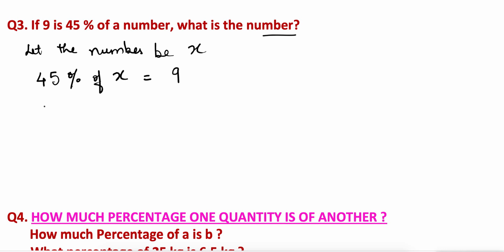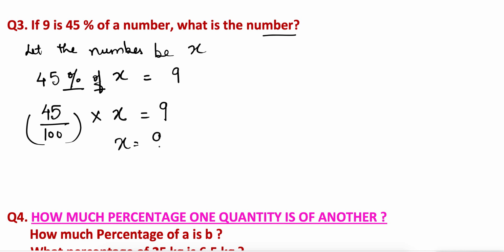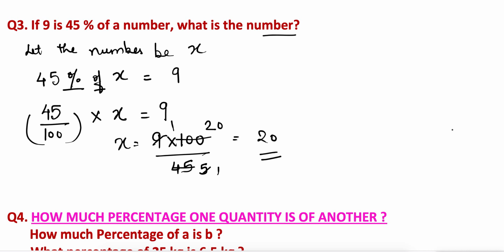Now simplifying this expression, 45, remove the percentage sign and "of". To remove the percentage sign, we'll divide by 100, and to remove "of", we'll put the multiplication sign, and then x is equal to 9. So let's simplify it. x will be 9 multiplied by 100 divided by 45. 9 ones are 9, 9 fives are 45, 5 ones are 5, 5 twos are 10, and 0. So x is 20. So what is the number? The number is equal to 20.